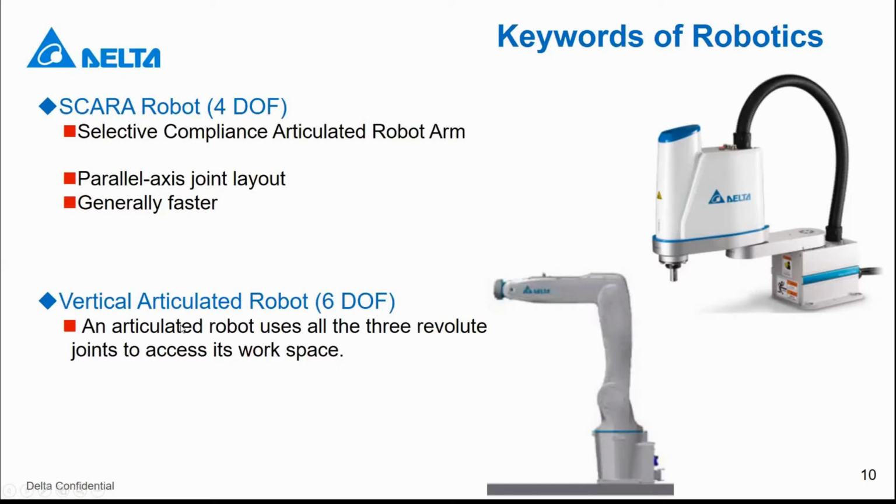And the second one is the vertical articulated robot. It has 6 degrees of freedom because it has 6 motors in the robot arm. As you can see, it's more like a human arm, so it is more flexible than the SCARA robot. It can go into a small space or go to a position with a different angle. But generally it has a lower repeatability and also lower speed.